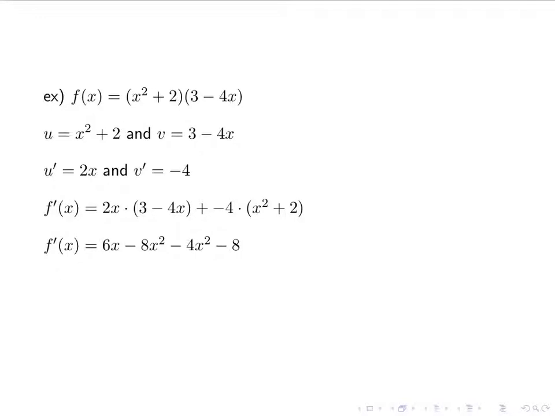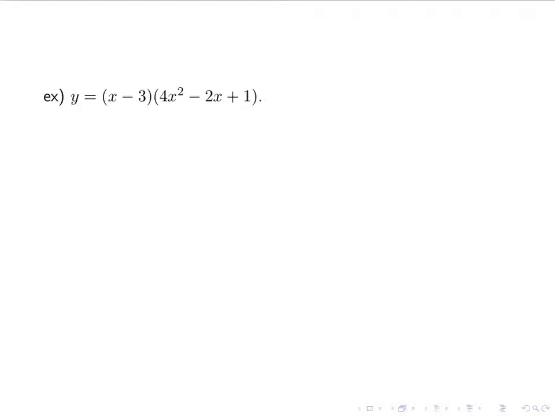We distribute the 2x and the negative 4, and then we'll combine like terms. And we get f prime of x is negative 12x squared plus 6x minus 8, which is the same thing we would have got if we had, again, FOILed from the beginning and then differentiated term by term.